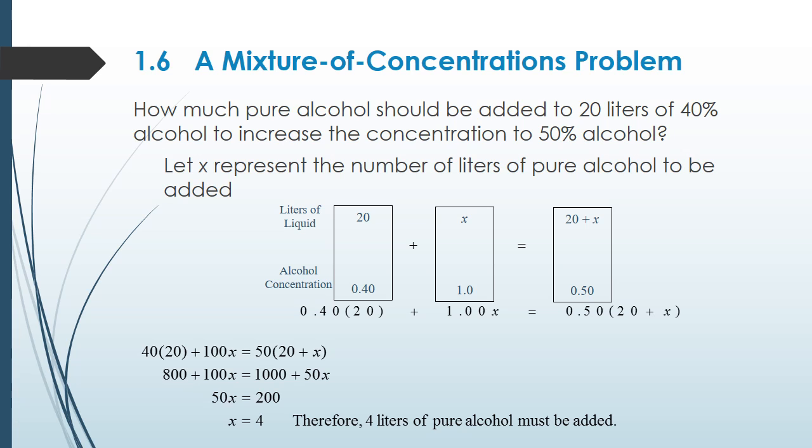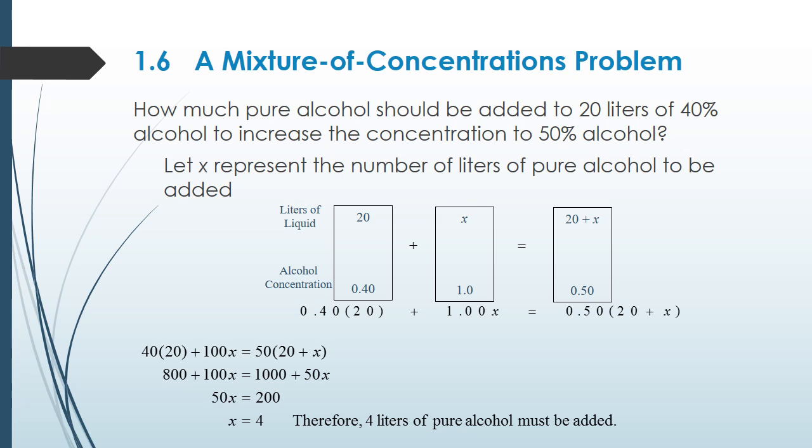Now at the bottom, we're going to put the concentration of alcohol. In the 20 liters, we have 40%, so that's 0.4. In the next rectangle, where we don't know how many liters we're going to add, we have pure alcohol, which is 100% or 1.0. In the final rectangle, our final liquid has to have 50% alcohol, so put a 0.5 there. And then the two numbers in each rectangle are going to get multiplied together. So we're going to multiply 20 times 0.4, 1 times x, and 20 plus x times 0.5, and that gives us our equation. So we've done the hard part.